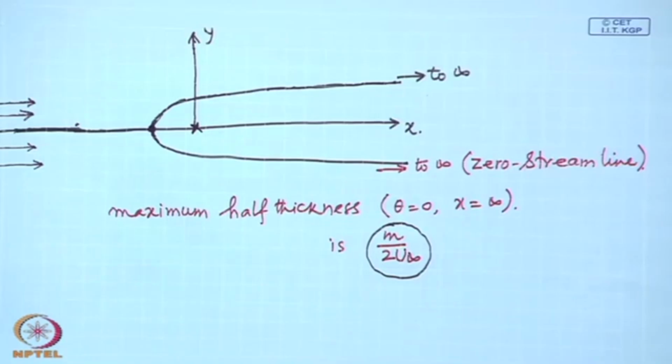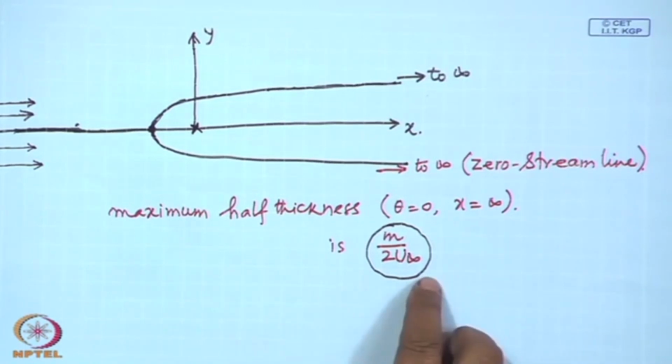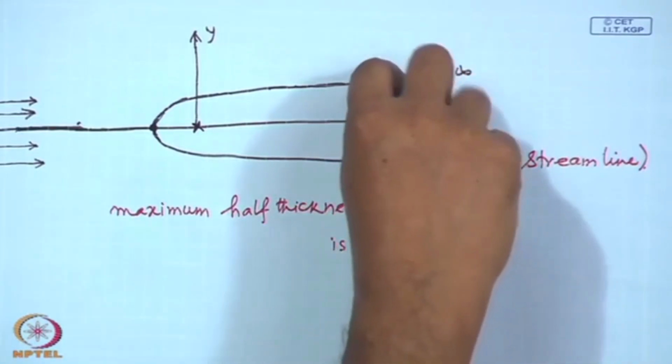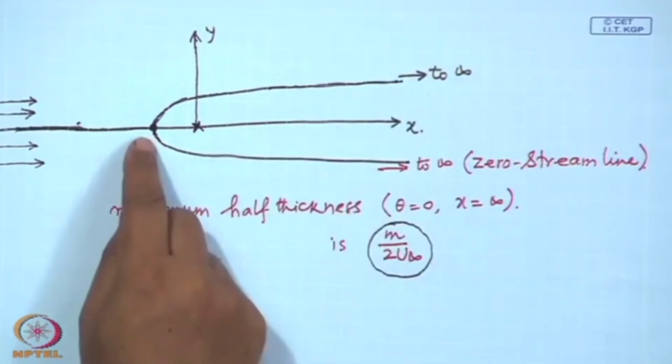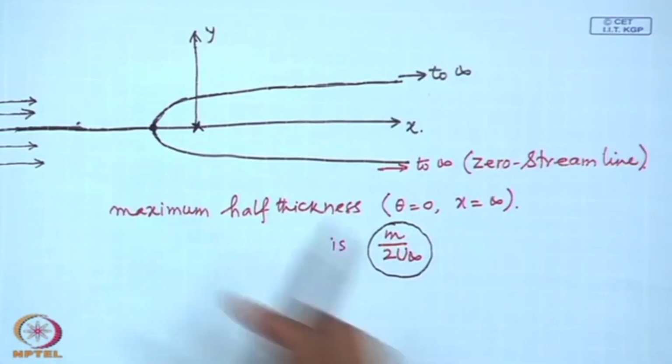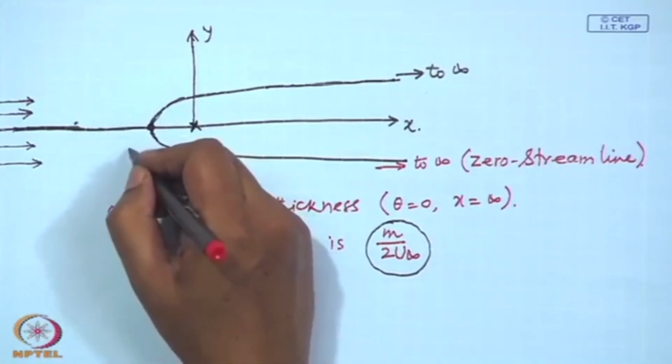Now, that point on the x-axis, whether it is m by 2 pi u infinity or m by 2 u infinity, what is it coming? m by 2 u infinity when theta equal to 0. The stagnation point was minus m by 2 pi u infinity. This is not the stagnation point, this is the half thickness; this is the coordinate of the stagnation point.